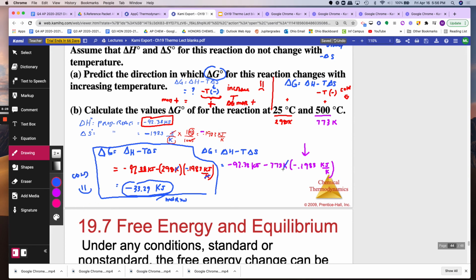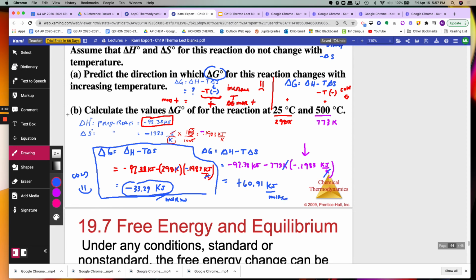So again, the K's cancel here and here. When you do this math, you're going to get positive 60.91. The units are in kilojoules, and you can add in mole of the reaction. Okay, let me just verify that answer here. Okay, so that's right.